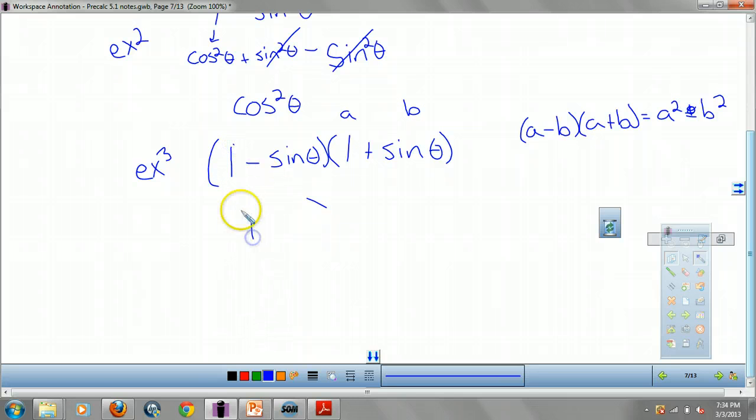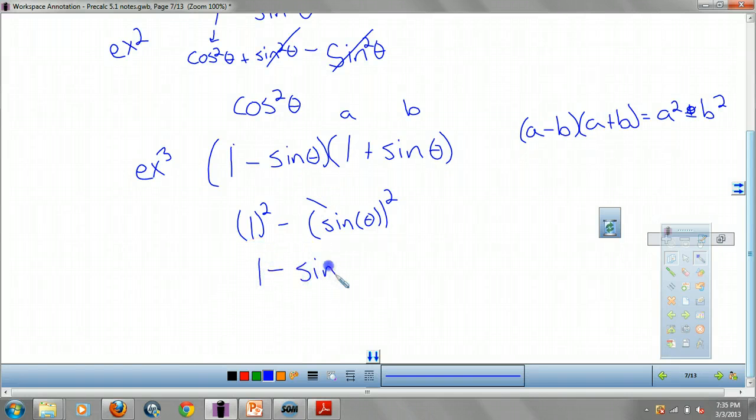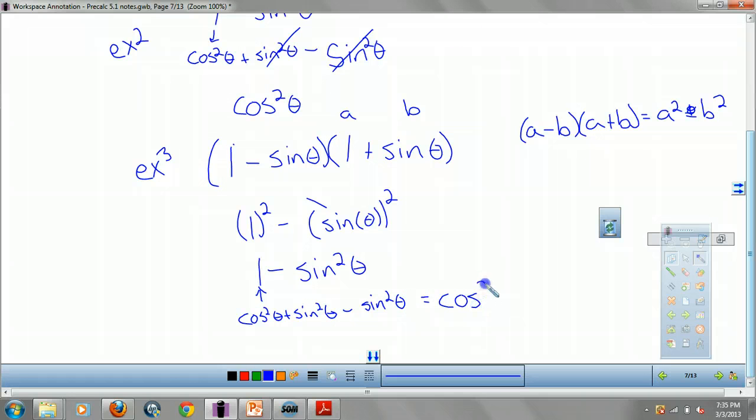So I go 1 squared minus sine of theta squared, which is 1 minus sine squared of theta, which, what's 1 equal to, guys? Cosine squared of theta plus sine squared of theta. And I subtract from that my sine squared of theta. Ba boom, bada bing. Cosine squared of theta.